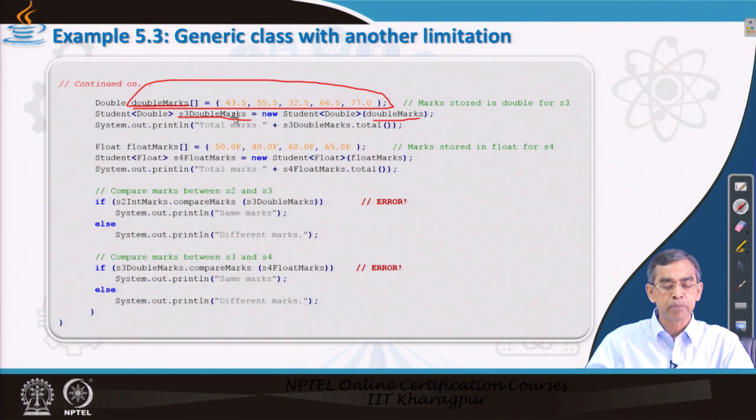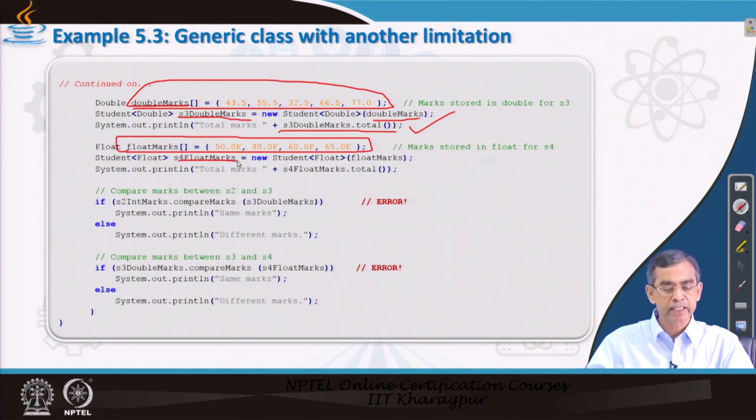So, this S3 double marks is basically a collection of this one, and it will find the total. The total will be calculated using the method that is there, and you will see that this will work for you. And another is a float marks, another array, of float type.